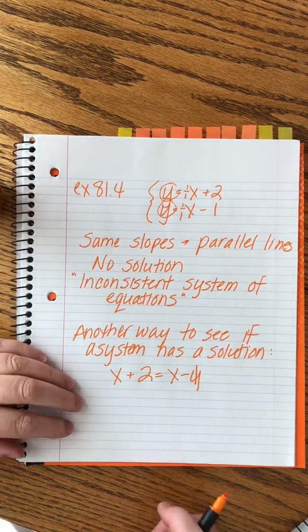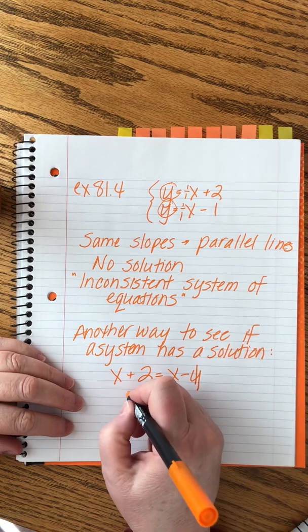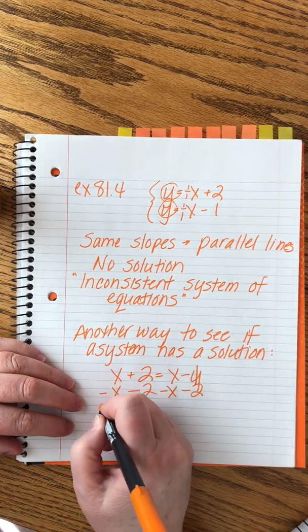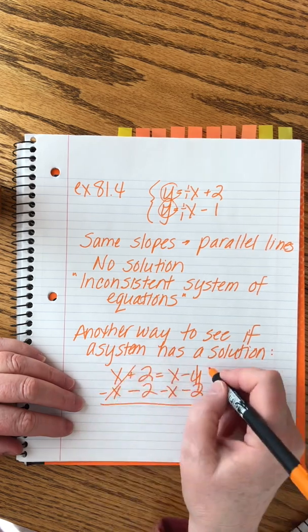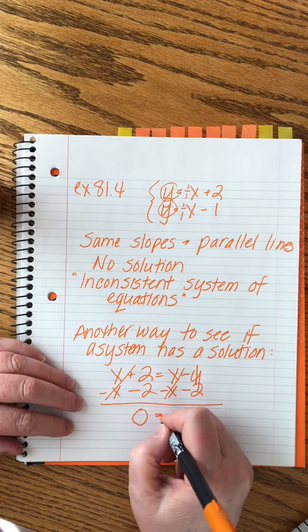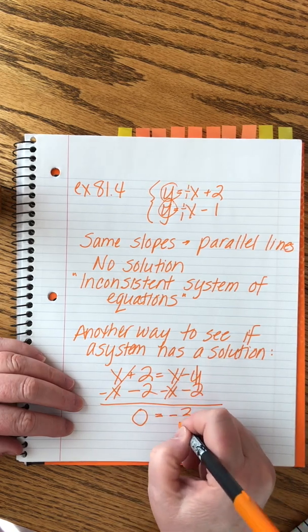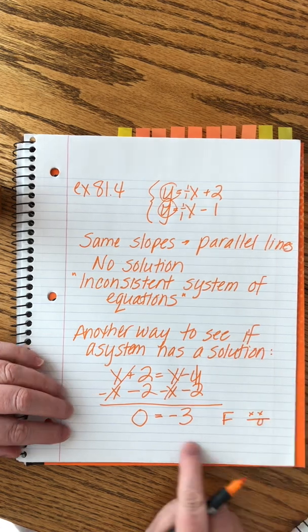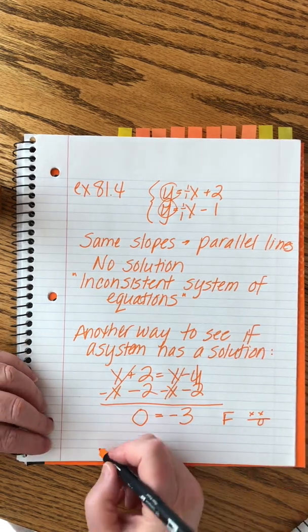And we can see right from the get-go that's not going to work. Let's subtract 2 from both sides, and let's subtract x from both sides. The x's drop out, and we get 0 equals minus 3. I don't think so. So that tells us right away that there's no solution.